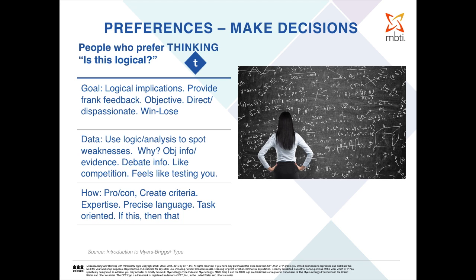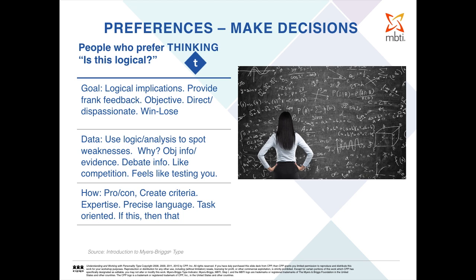Sometimes I'm a thinking type. I've been told that my feedback can be hurtful. Thinking types are doing this out of a place of love. They're trying to be objective, direct, and dispassionate. And sometimes there's kind of a win-lose, winner-take-all kind of attitude with thinking. So that's how you may spot someone who makes decisions via a thinking type.